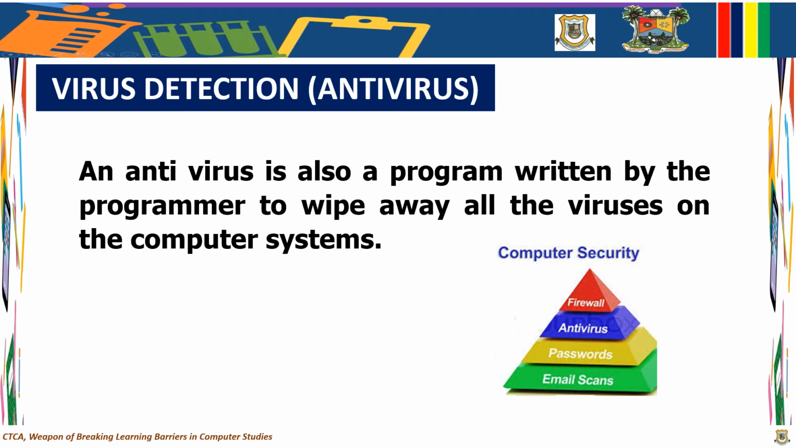Before we go ahead, I quickly want you to look at this. When we are talking about computer security, apart from antivirus, we have what we call a firewall. These are also forms of security. We have the antivirus that we are talking about today. We have the password. Some of you are familiar with passwords that you can use to protect against unwanted users. And then another one is called email scans. All these are forms of security on your system.